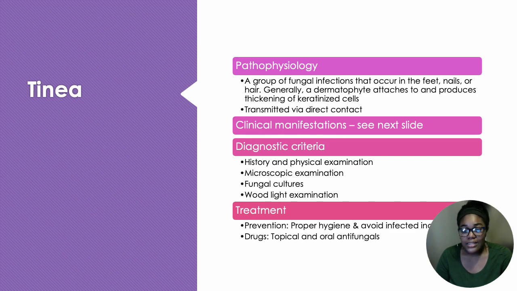Now, those wood light examinations, it's just a UV light, and it shows the extent of which the fungus has spread. So there's different colorations with the UV light, and it generally indicates where this fungus is and how far it has gotten on the individual. As far as treatment, you want to focus on prevention first. You want to have proper hygiene and avoid infected individuals or body parts. And as far as drugs, you may have topical and oral antifungals to treat this disease.